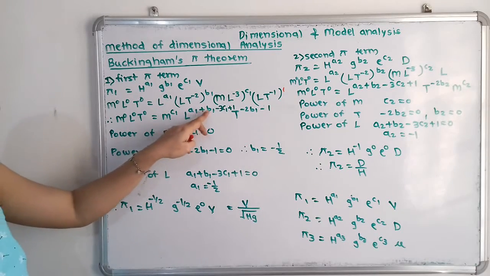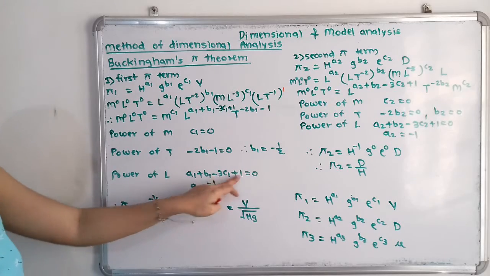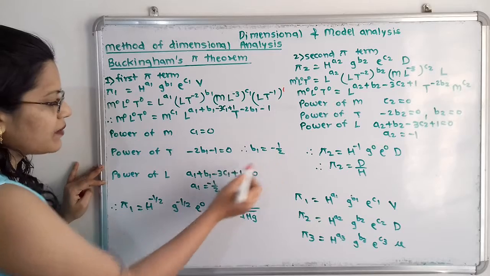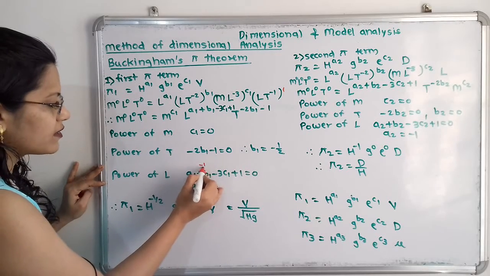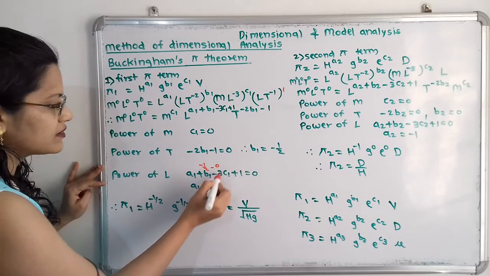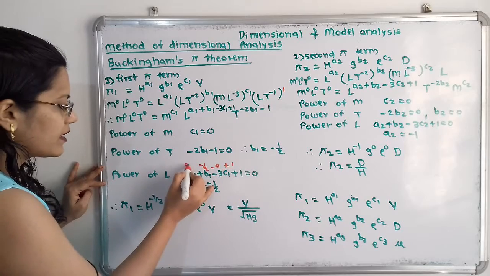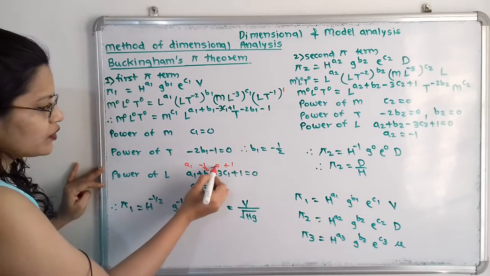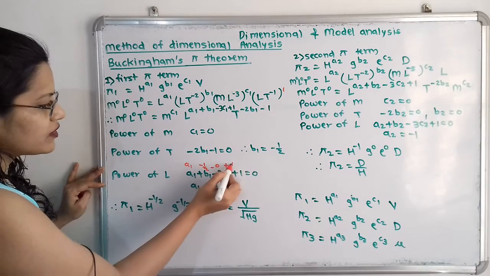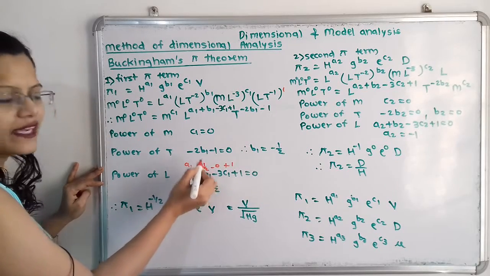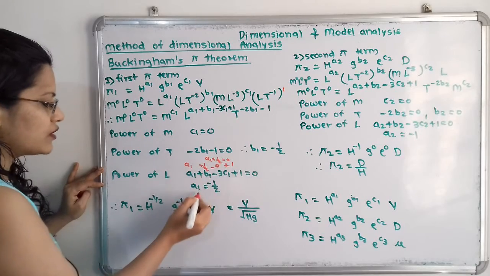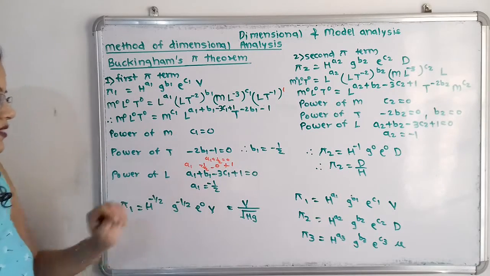That is minus half. And what about then power of l? So a1 plus b1 minus 3c1 plus 1 is equal to 0. So if we observe here b1 is minus half. So if I take here minus half and here is minus 0 plus 1 and a1. So now we have to simplify this. So here this 0 we will not consider. So 1 minus half, that is half. So a1 plus half is equal to 0. That means a1 is equal to minus half.